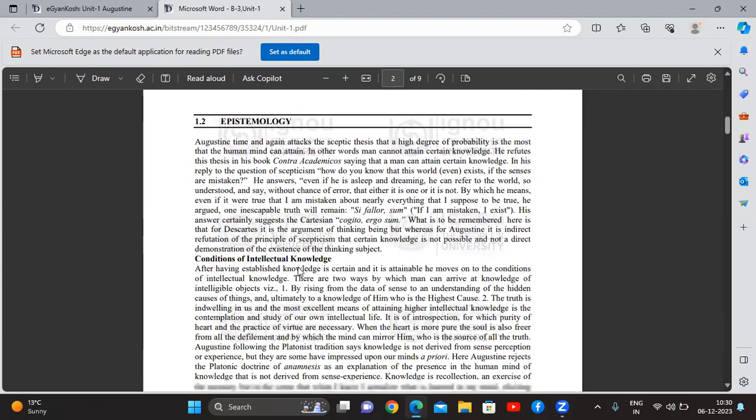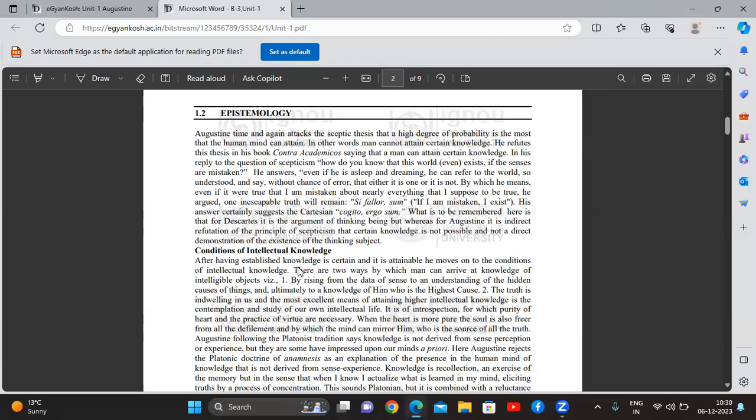Now let's go to our actual topic. We want to study his epistemology, or his philosophy of knowledge. Now, Augustine time and again attacks the skeptic thesis that a high degree of probability is the most that the human mind can attain. Skepticism is a view. You can write: skepticism is a view that absolute knowledge about the world is impossible.